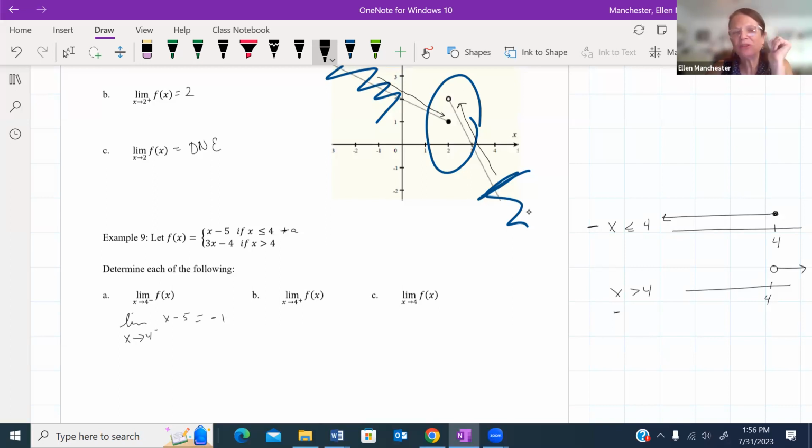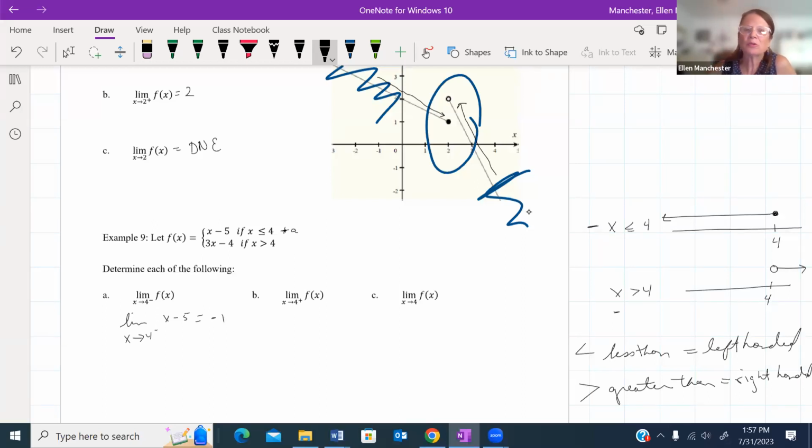So the right and the left hand is determined by the inequality symbol. If you have a less than sign, this is a left-handed limit. A greater than sign, this is a right-handed limit. So it kind of tells you which function to use.